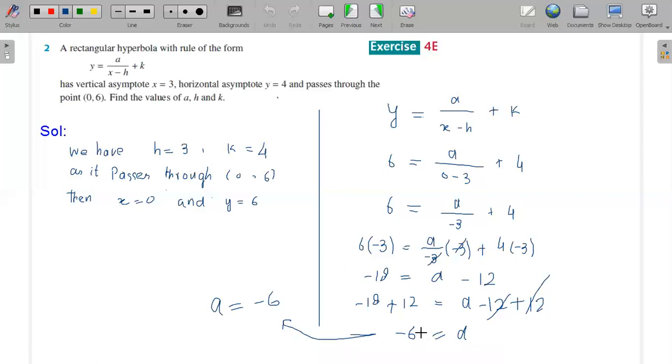So now we got a is equal to minus 6. In this way, from this equation, we just take the value of h and k, these ones, and we just have to find a. So at last, we have to get only the a value. So here h is 3, k is 4, and a is minus 6.